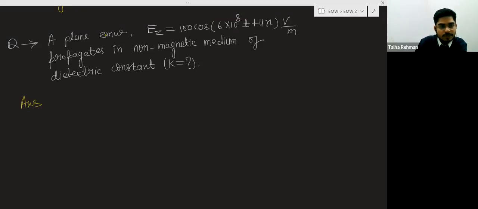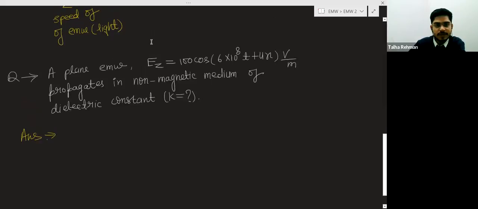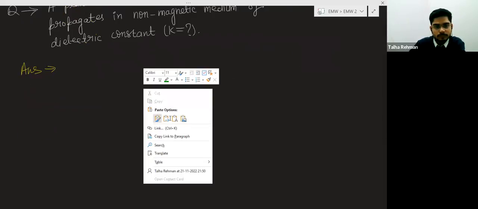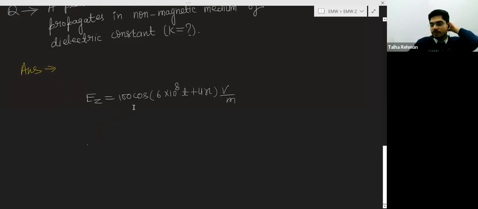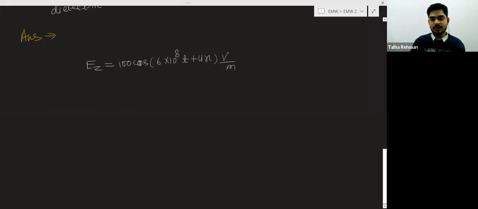First, see the equation of the electromagnetic wave. This is the equation of the electric field vector in the electromagnetic wave. This wave is in the form of the cos function. So an electromagnetic wave or electric field can also be in the form of the cos function. Now for calculating the dielectric constant you should know certain things.